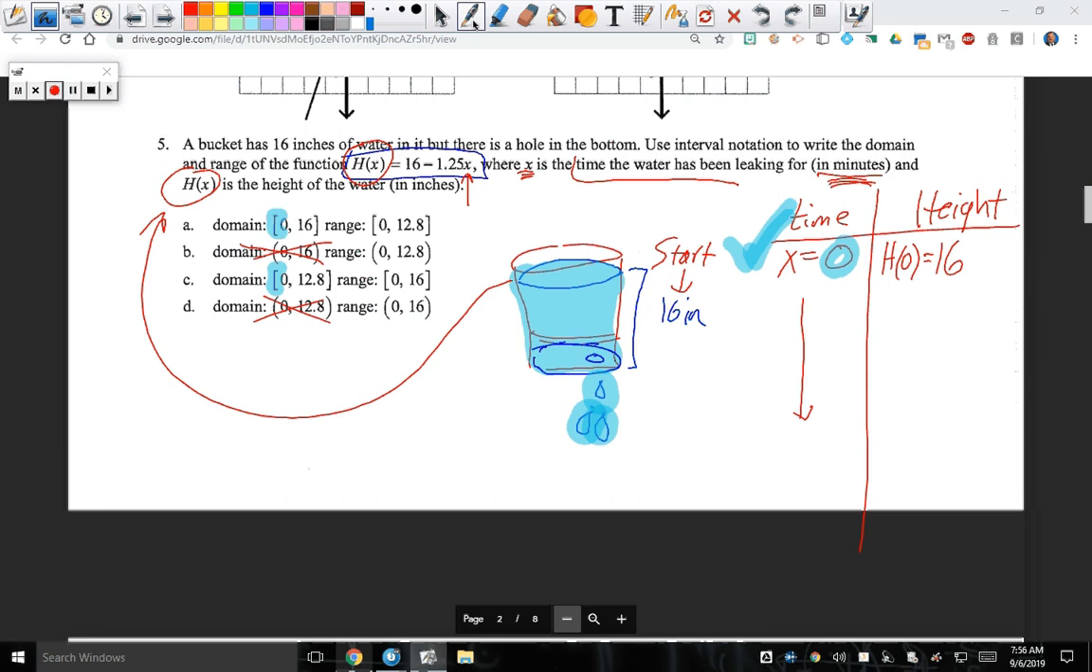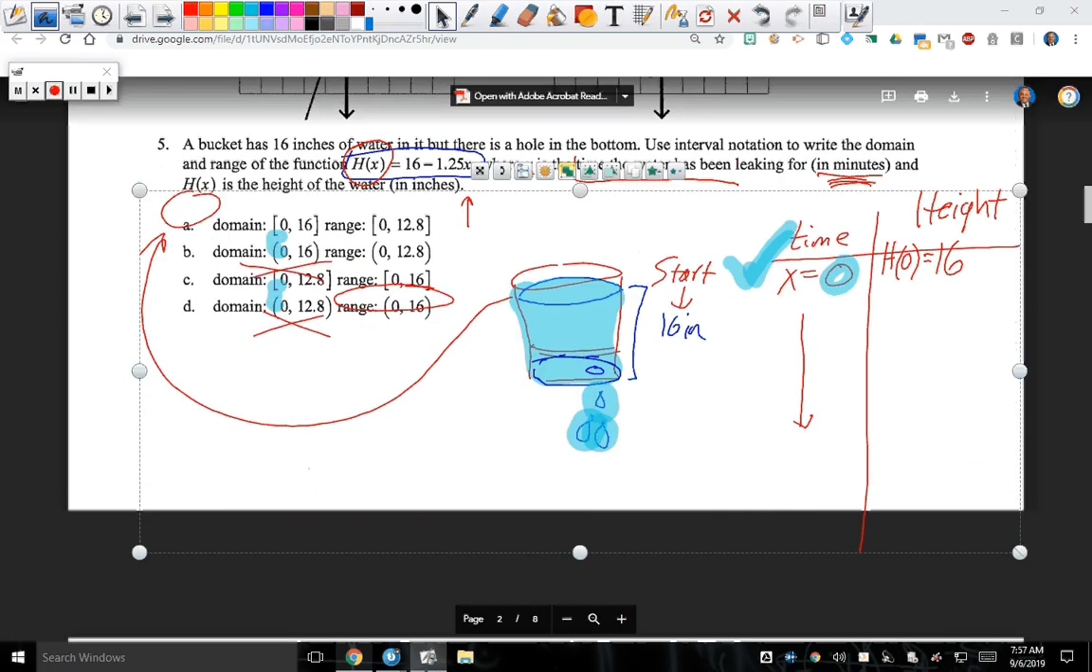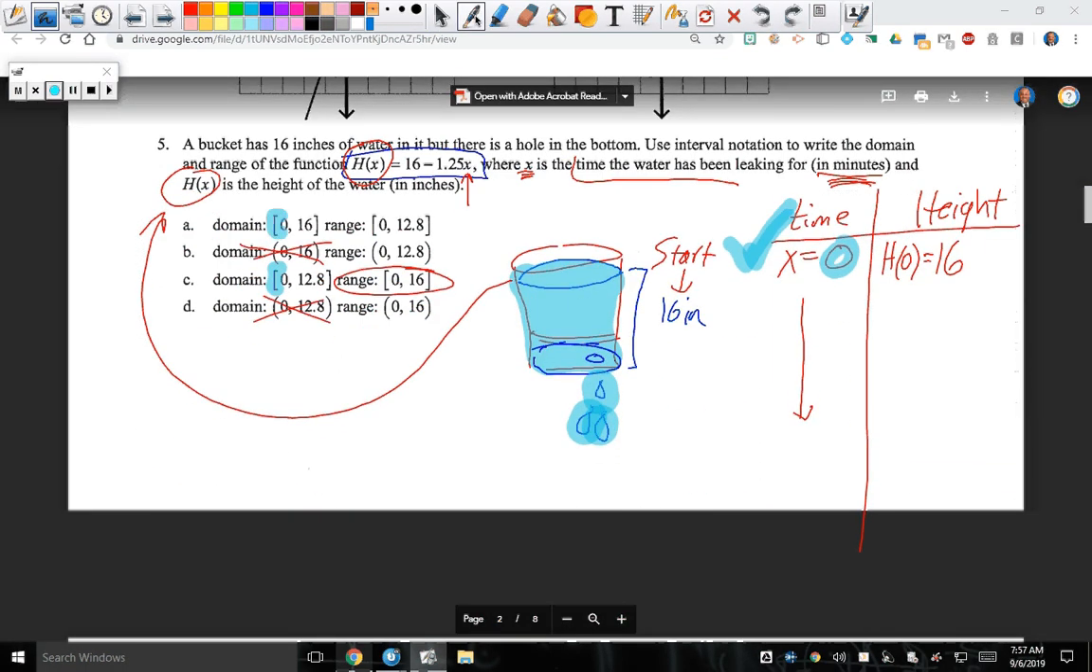So the other piece that we're going to look at is the range. Okay, and the range is saying the range will be from 0 to 16, but not necessarily in that order. Obviously from this you see that from the bucket it's going to start at 16, but then it will end up decreasing and so on and so forth, and where you don't have a height as far as water being left. So that's what would get you to that 0. So C would be the correct answer.